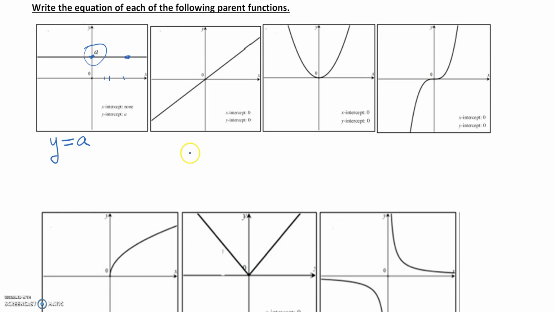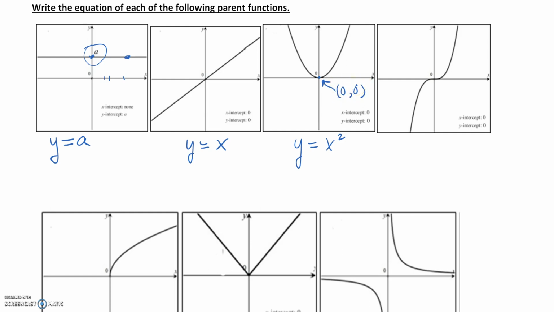For the second one, this is the equation of a line. It's called y equals x. That just means the y-intercept is 0 and the slope is 1. For the third one, this is quadratic, and it is y equals x squared, where the point we're going to look at here for all the translations is going to be at 0, 0.